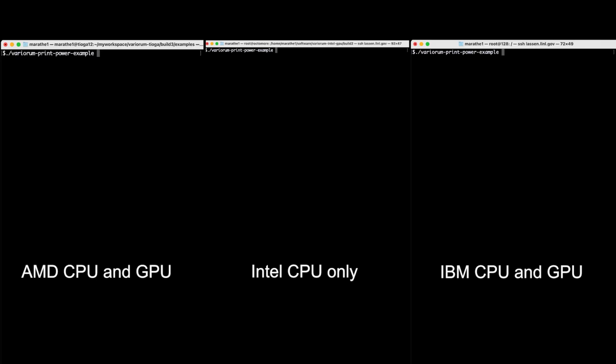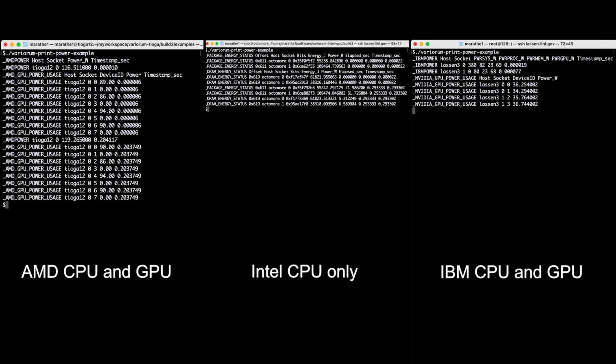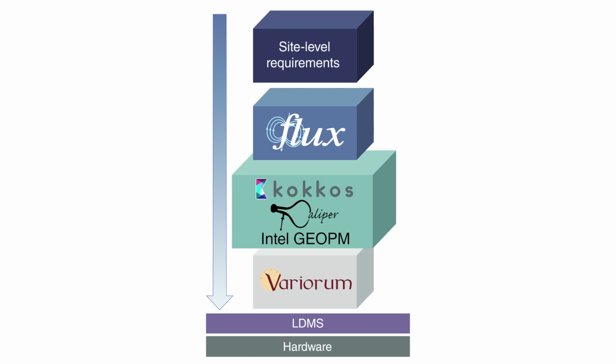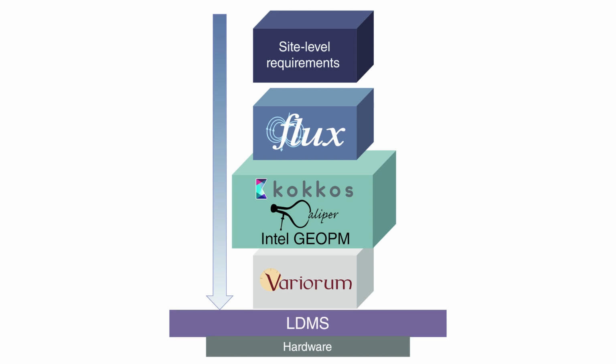Here is a demonstration of Variorum in action. The user queries the power usage of the CPU and the GPU on different underlying architectures using the high-level vendor-agnostic Variorum API. We have successfully integrated Variorum with production-level system software in the power stack. Variorum interfaces with other system software designed for job resource management such as Flux, runtime systems such as GEOPM and COCOS, and monitoring software such as Caliper and the Lightweight Distributed Metric Service, or LDMS.